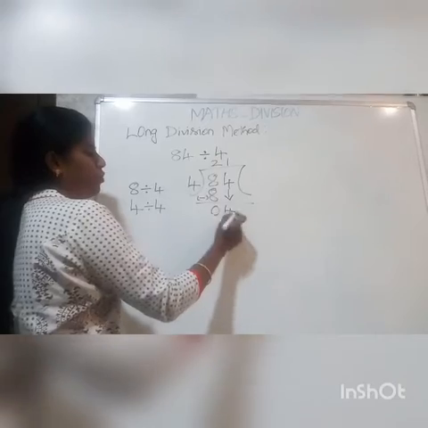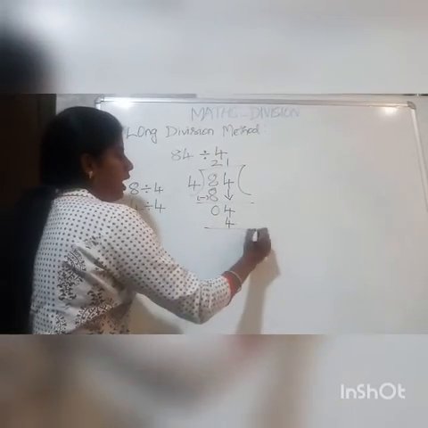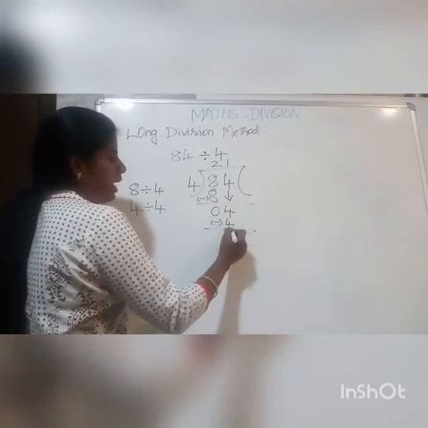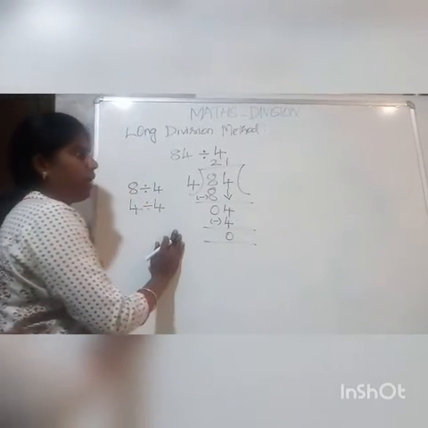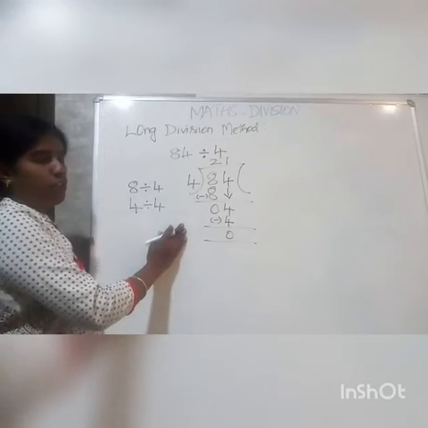So 4 divided by 4 is 1. So 1 times 4 is 4. And then again we need to subtract and write. So 4 minus 4 is 0. So this is how we will do the long division method.